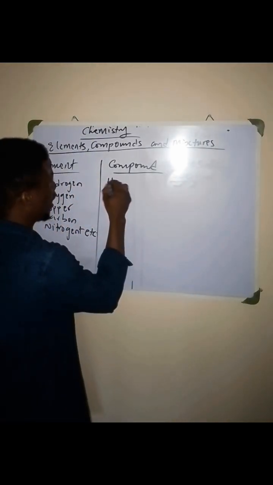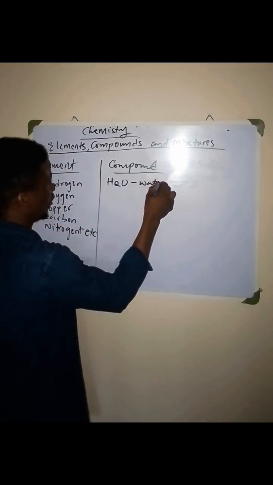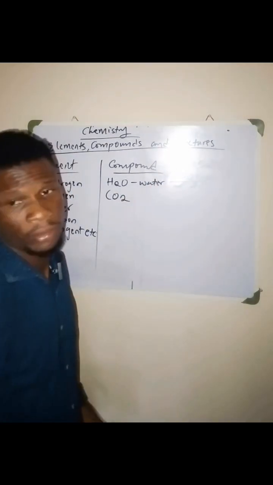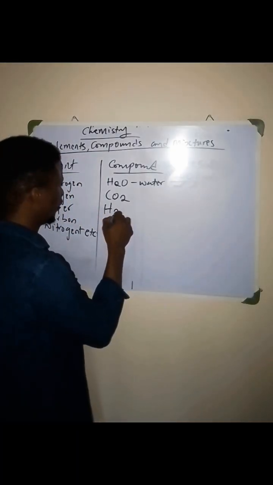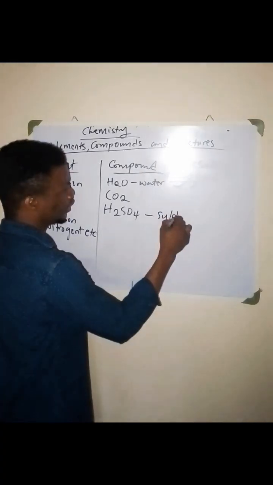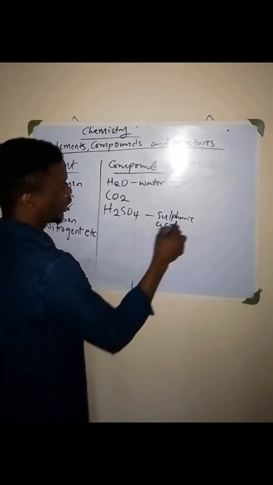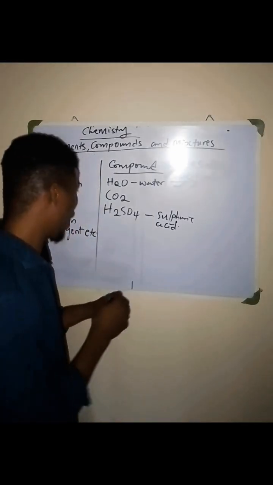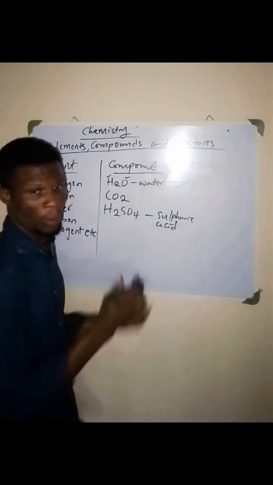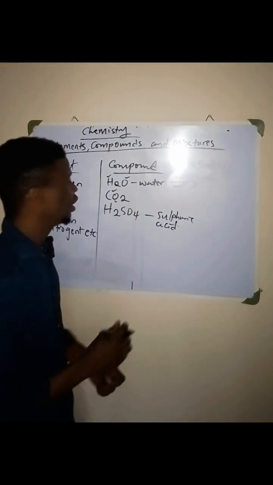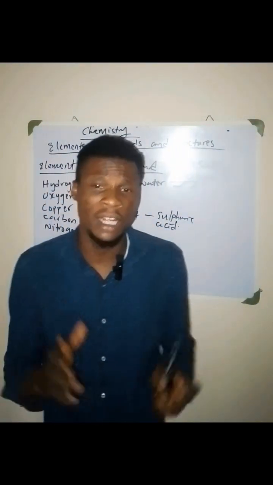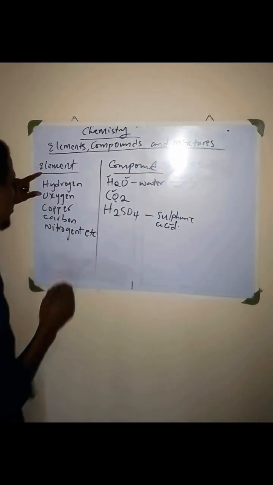An example of a compound is water. Water is a compound. Carbon dioxide is a compound. Another is an acid, this is sulfuric acid. It's a compound. So compounds are represented by what? They have different elements. This is hydrogen and oxygen combined together. This is carbon and oxygen. They are combined together chemically, so they cannot be separated by physical processes.